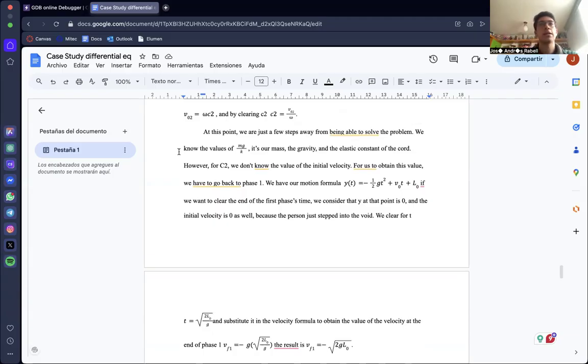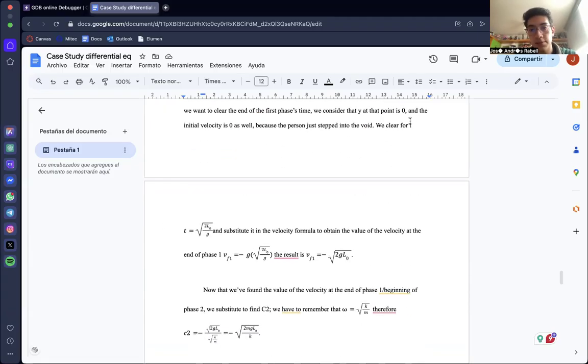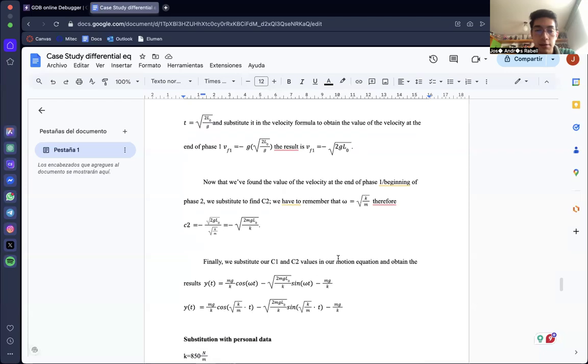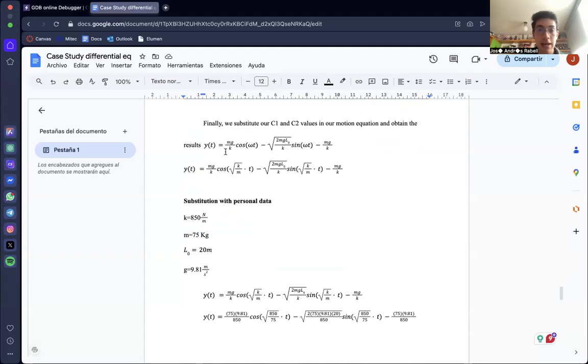And since we know that the initial velocity at phase 2 is the final velocity at phase 1, we can go to phase 1, substitute for the time in this formula since initial velocity is 0, and then substitute once again in the velocity formula, and we get that velocity equals minus square root of 2 times the gravity times the chord's length. We substitute once again now in the C2 formula, and we obtain that C2 equals minus square root of 2 times the mass times the gravity times the chord's length over the elastic constant, and we substitute in our formulas. That's how we can obtain the position formula for the bungee jump.